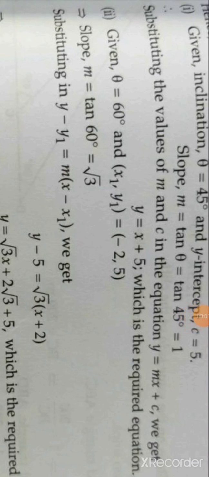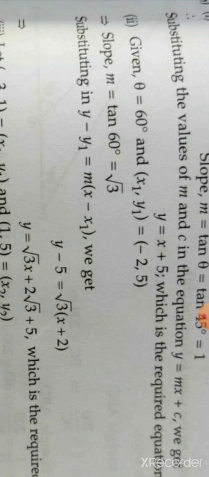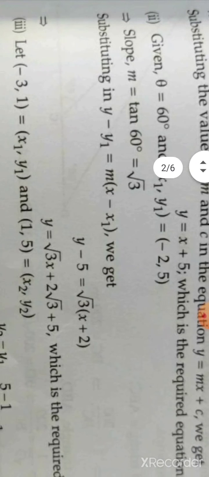Now given second is theta 60 degree and the point is minus 2, 5. So the slope m is equal to tan 60 degree, which is root 3. Substitute in the equation y minus y1 is equal to m(x minus x1). This is the one point formula for finding the equation.